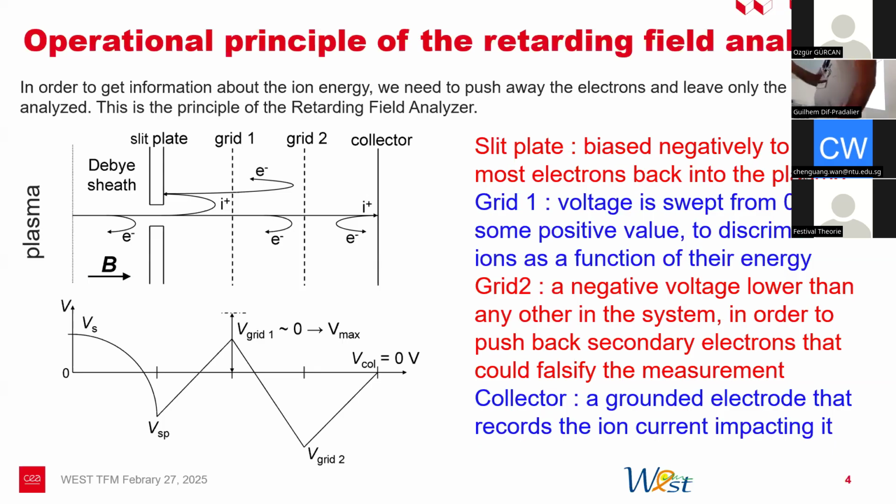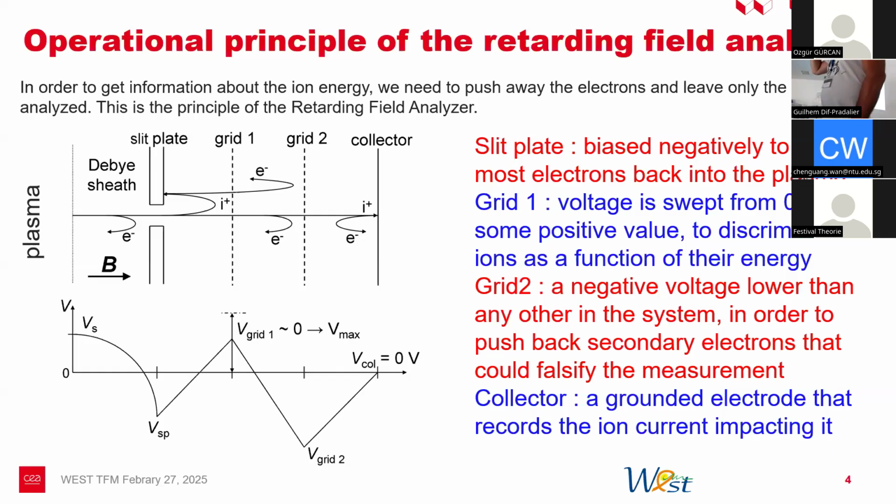So naturally, in front of this slit plate, you have a Debye sheath, which forms as it does in front of any piece of metal in a tokamak. And the Debye sheath has a potential drop in it of magnitude V sheath, Vs on the diagram. And it pushes back most of the electrons into the plasma because they can't overcome the electric potential. A few of them do make it through, and we have to handle them once they get inside.